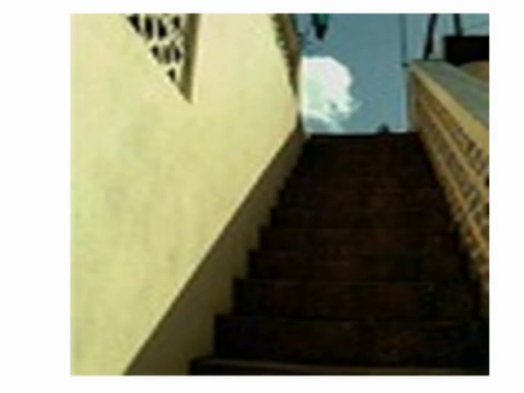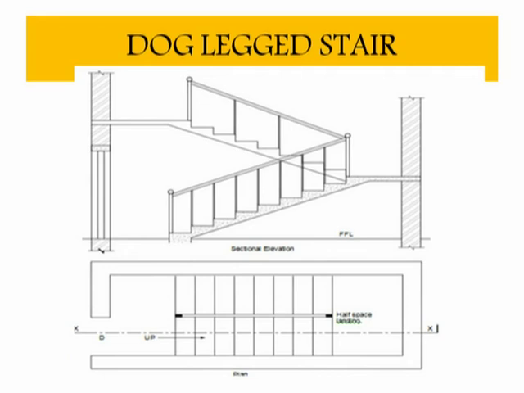This is a picture of a straight flight. This is a sketch of a dog-legged stair. This is a picture of a dog-legged stair. Here there are two flights. The landing part is also seen in the plan. This type of combination of two flights in the manner shown in the sketch is an example of a dog-legged stair.